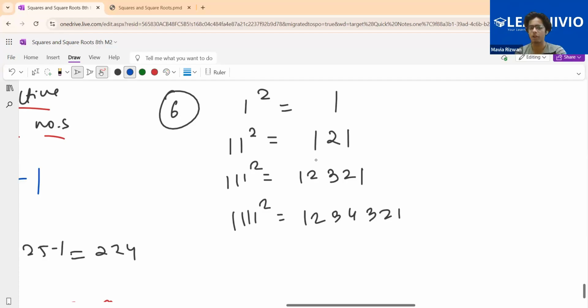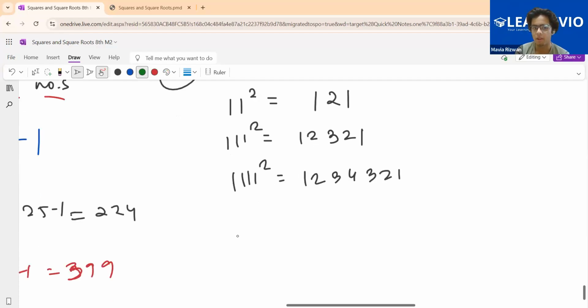Now if it is 1111111 square, so this is 1 2 3 4 5 6 7. First of all, if this identity is clear, can you tell me what would be the answer for this one?